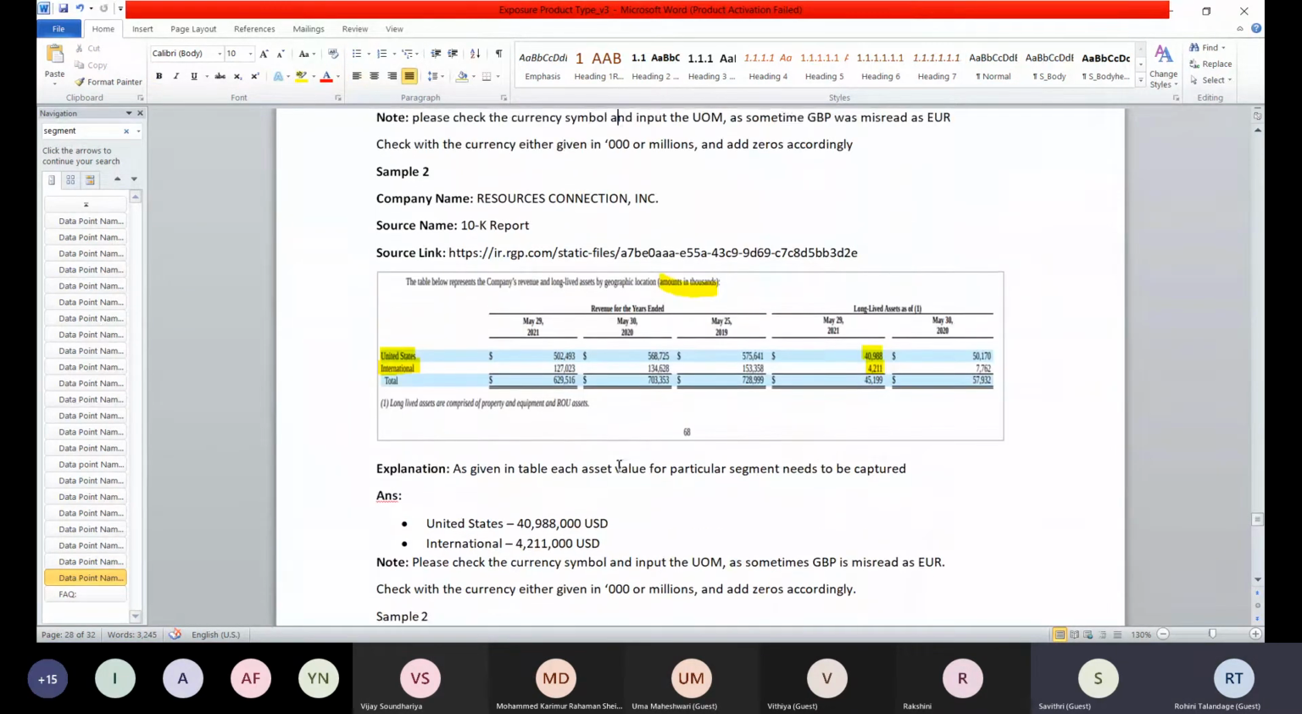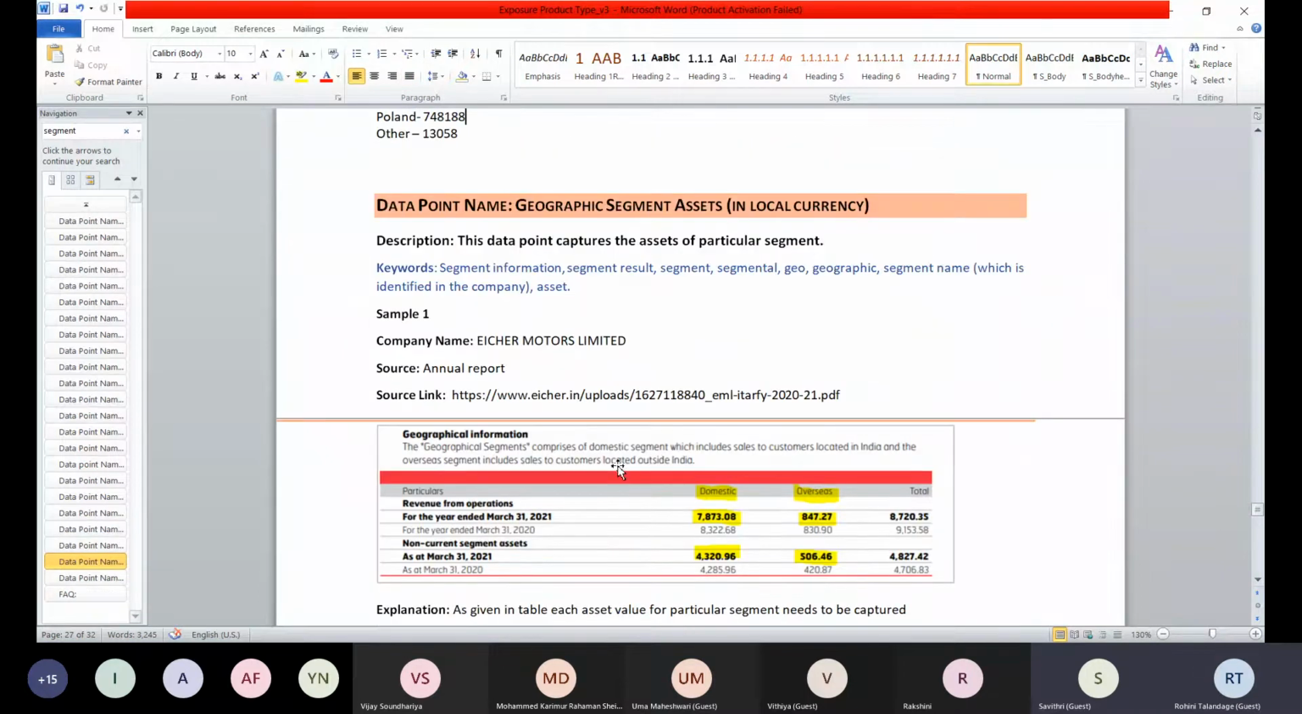For the assets, sometimes they will give it as long lived assets or non current assets. I will just add these keywords here. Yes, we can add. So this is also a keyword to find out the asset details for the geographical or the business segment.